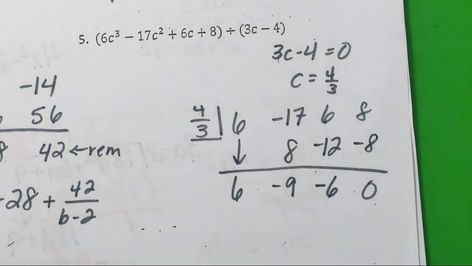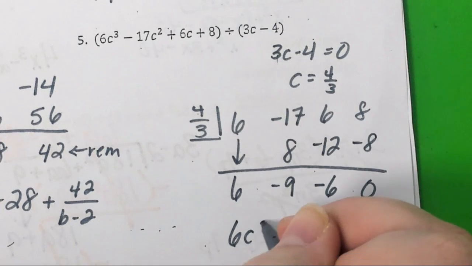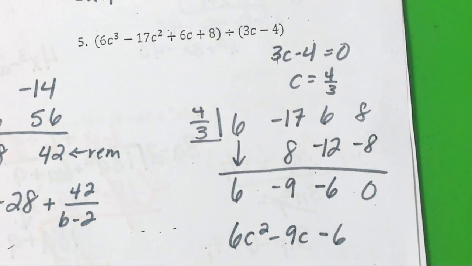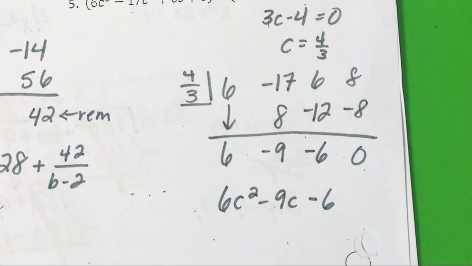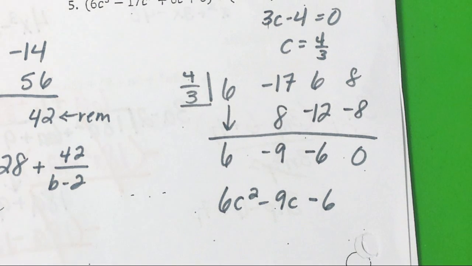And so I actually have no remainder on this problem because my last thing's a 0. So it was to the third, so my answer is 6c squared minus 9c minus 6 with no remainder. Yay. But again, I totally understand if you're annoyed with the fractions and you're like, I would just rather do long division. And I agree in life.